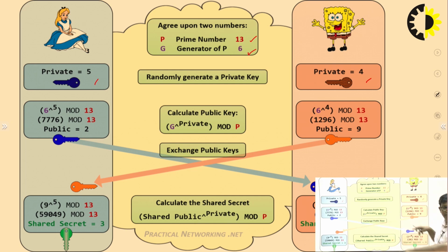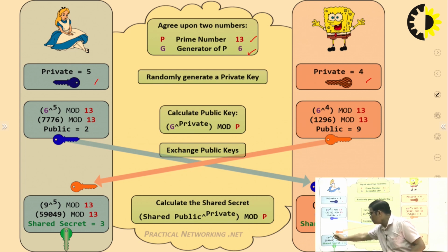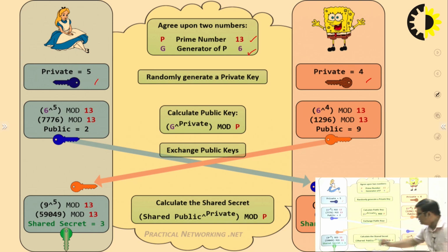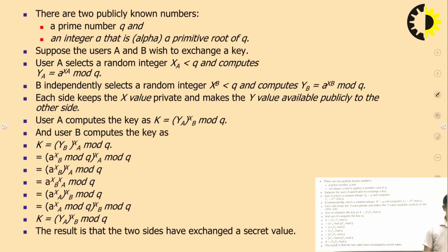Exchange these two public keys, and by applying this formula, 9 to the power 5 mod 13, the secret key is 3, and 2 to the power 4 mod 13, the secret key is 3. The 3 is common. This is exchanging public keys, and these are the keys. So the shared key can be generated as the shared public key to the power of the private key mod P. This particular 3 can be calculated using this formula also. So this is the algorithm.